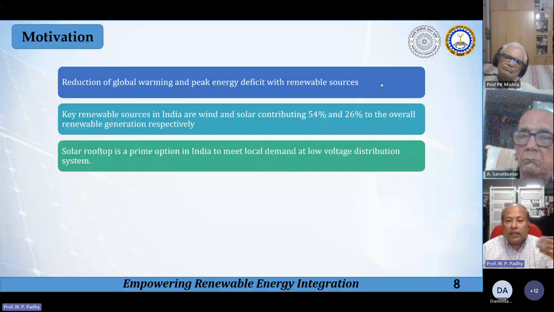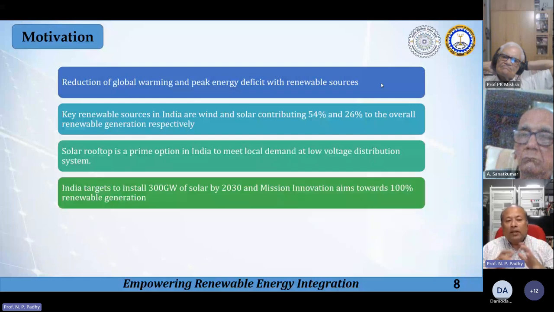So then we have to address the next question: if your load is drastically less, which is going to happen when maximum PV penetration occurs, the system voltage profile will oscillate significantly. India's target to install 300 gigawatt of solar by 2030 means we are inviting maximum problems to this power grid. And how to address it becomes a challenge for all of us.